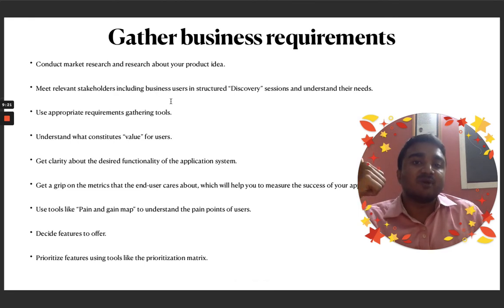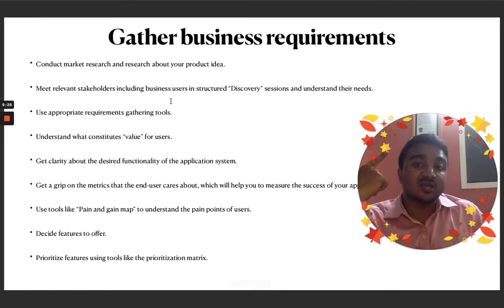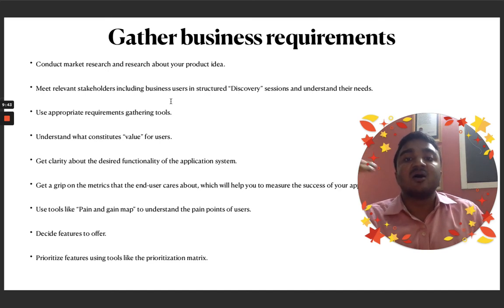effective. Number 1, the very effective thing which we have actually seen here is the business rule. Similarly, the business requirements. We need to gather all the business requirements together, where we can interview different stakeholders, we can have a tool to gather appropriate data, or we can understand the values of the users. We can have clarity of the functionality and the application. We can decide the features which we are going to offer. We need to look at the pain and the gain map.